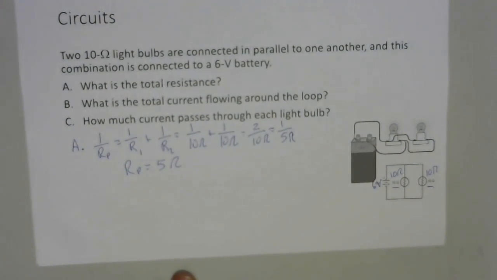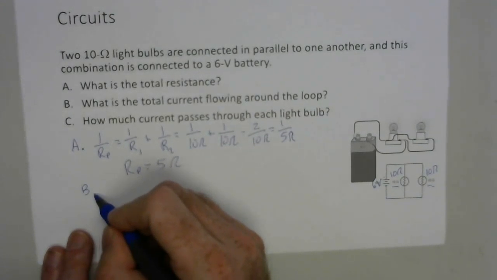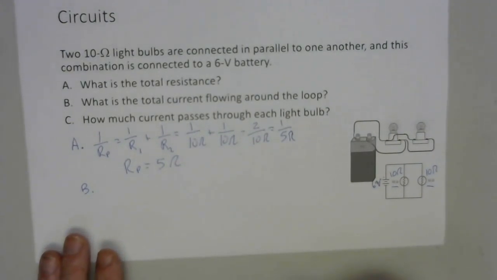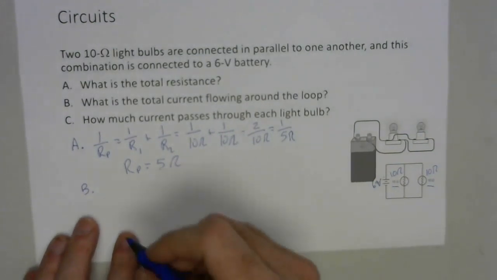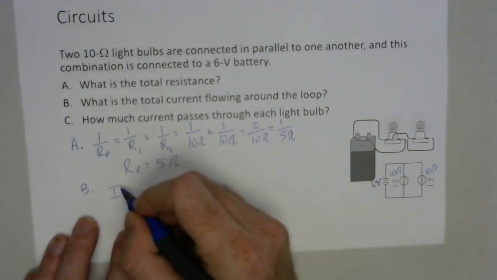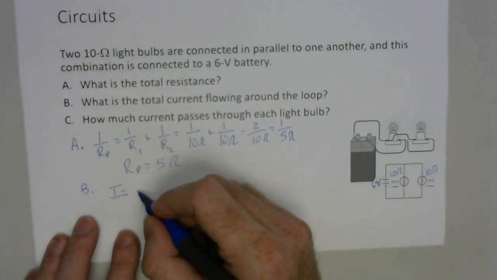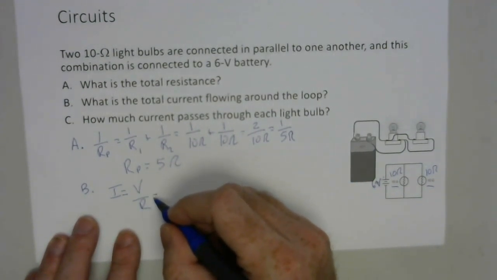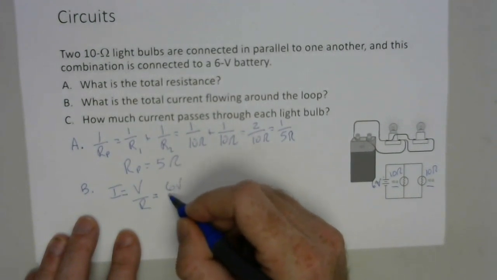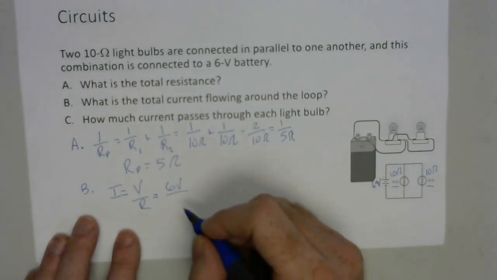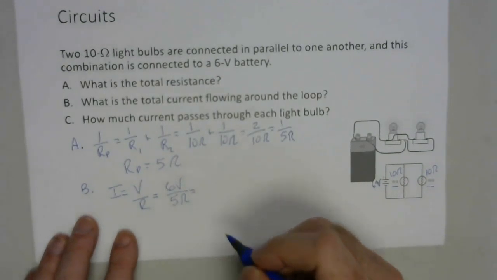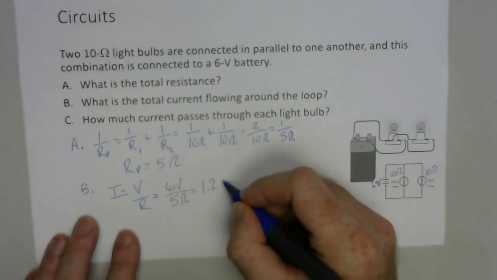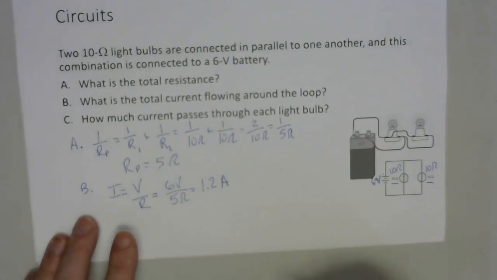Now, for part B, we want to know the current flowing around the loop. That is the total current. So the current is, again, apply Ohm's law. It's going to be the voltage divided by the resistance. We said it's a 6-volt battery, so 6 volts divided by the total resistance in the cell, 5 ohms, will give you 1.2 amps. That's the entire circuit.